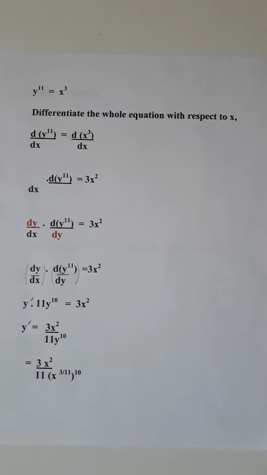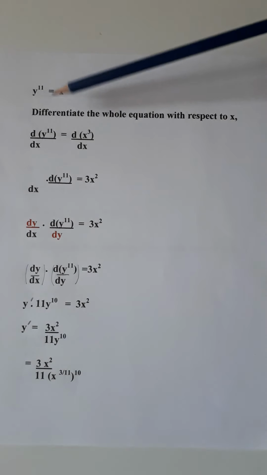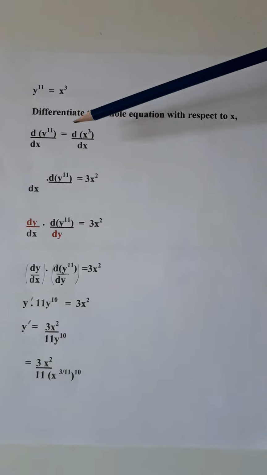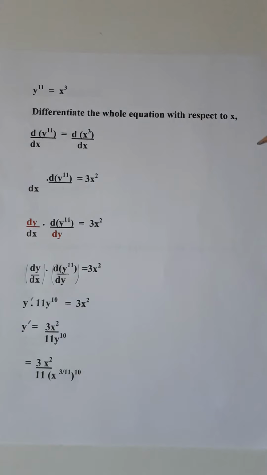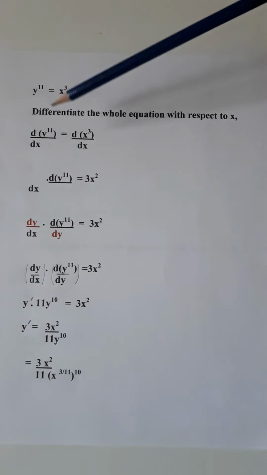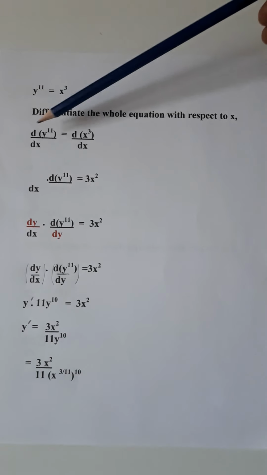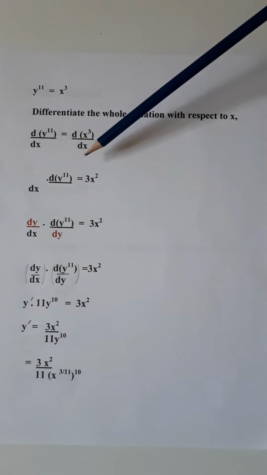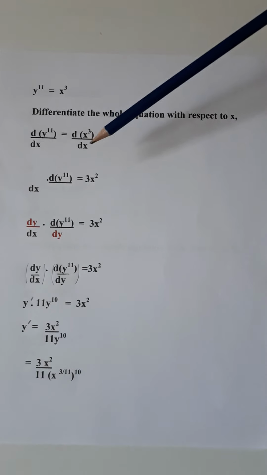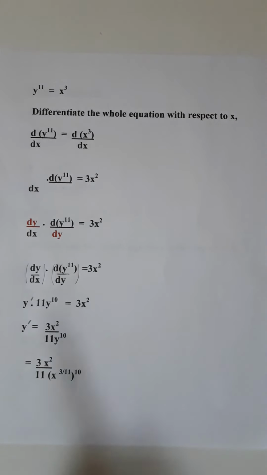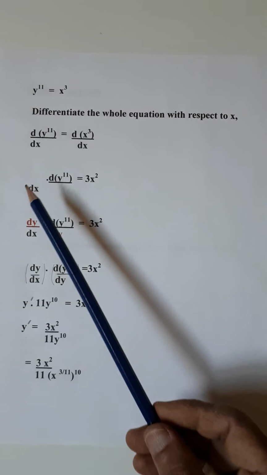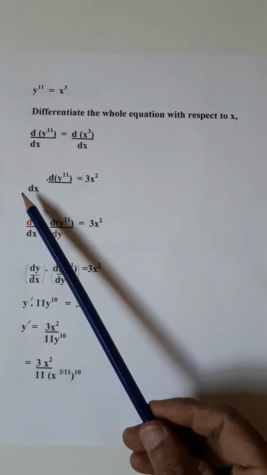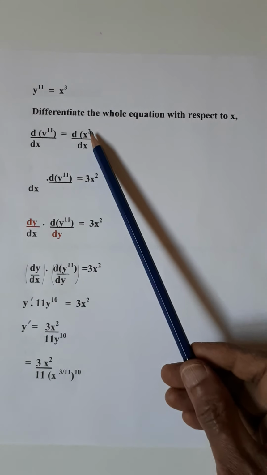Now we are going to the exact question. y to the power 11 equals x to the power 3. As I said earlier, we have to differentiate that with respect to x. The first step is to put d/dx on both sides. Then after that, we shift our dx a little bit to the left hand side. This side becomes 3x squared.